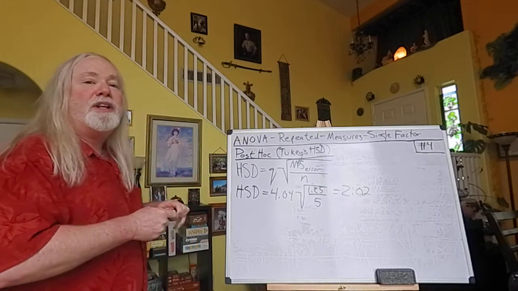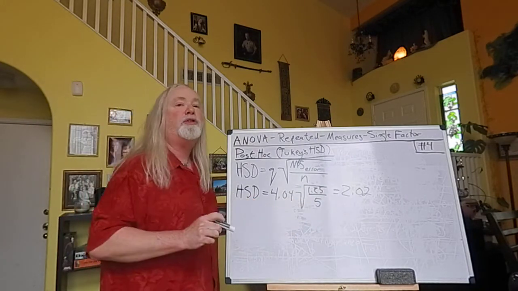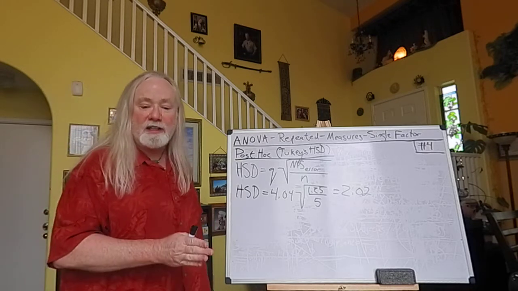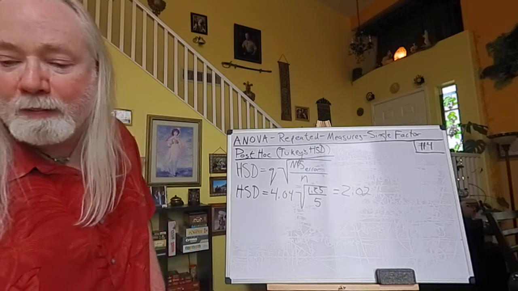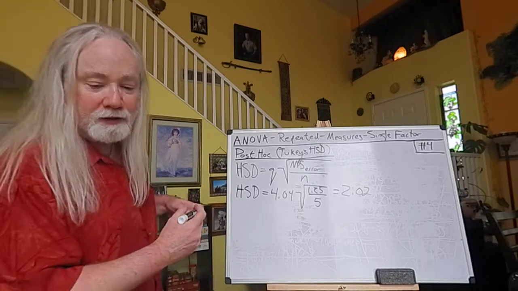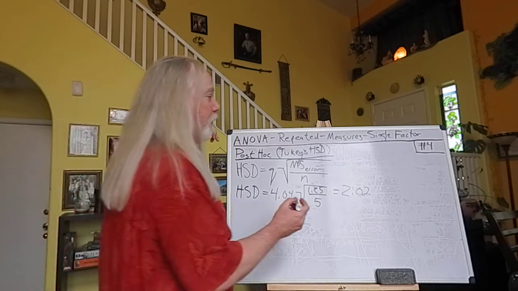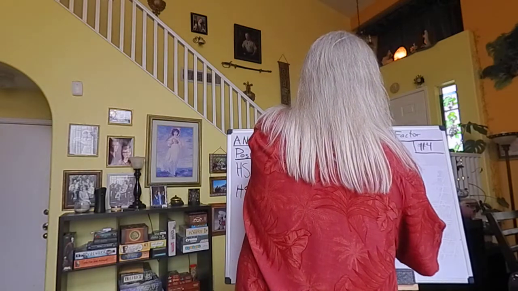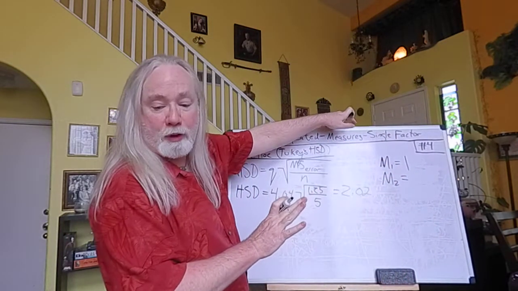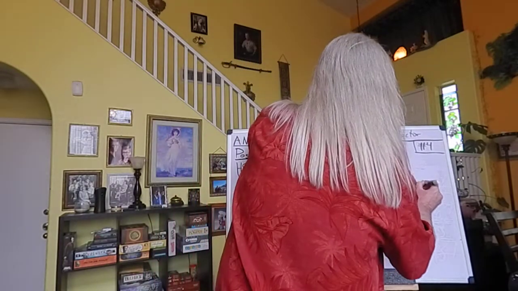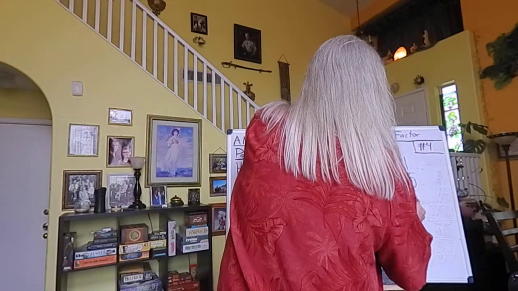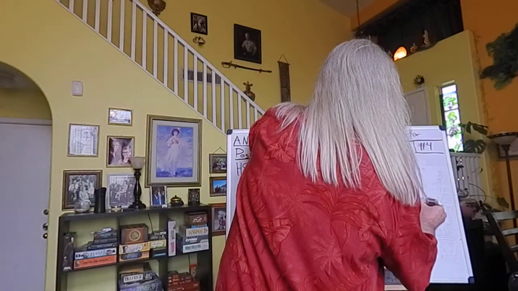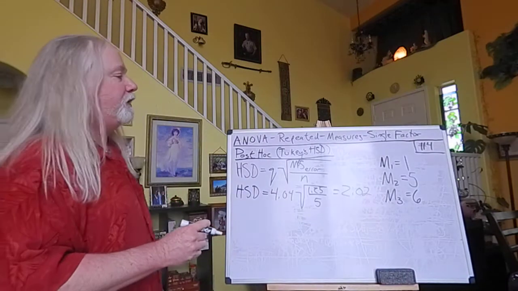So again, what does this tell us? It tells us that the sample means need to be at least 2.02 points apart or more, just over a couple points apart, to be significantly different from each other. Well, the problem also set us up with all the sample means. Sample mean for the first group was 1 point. The sample mean for the second treatment condition, same sample, but second treatment condition, was 5 points. And the sample mean for the third treatment condition was 6 points. Those are the same numbers we had the last time we did this, as a coincidence.